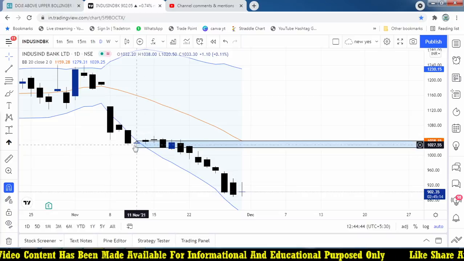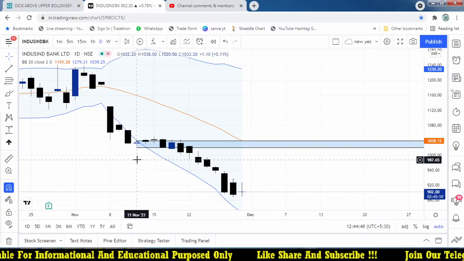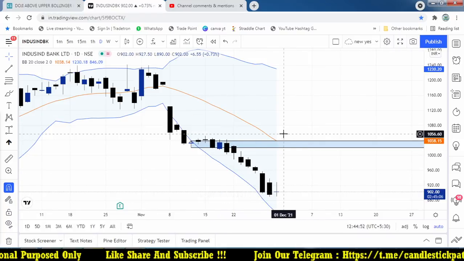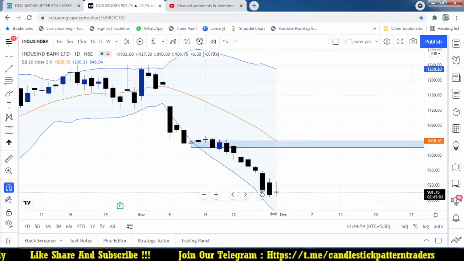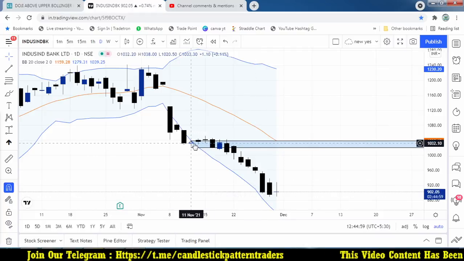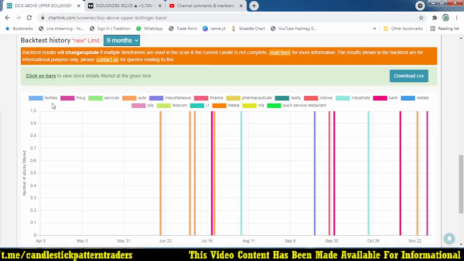I think this is another doji where it is presented below the bottom of the market. So even if you find any other doji which is below the market price, the lower Bollinger band, we can try to trade with that. So minimum loss we take, no problem. But it is working good.